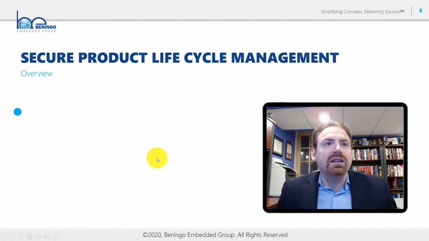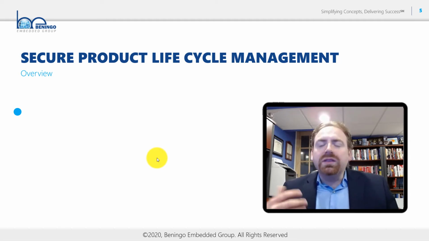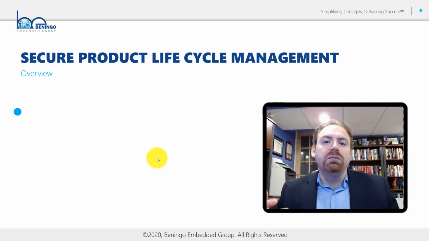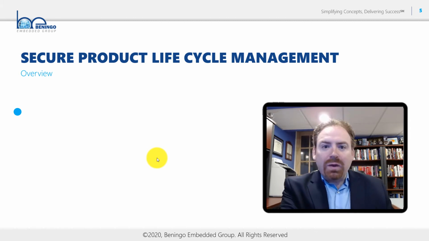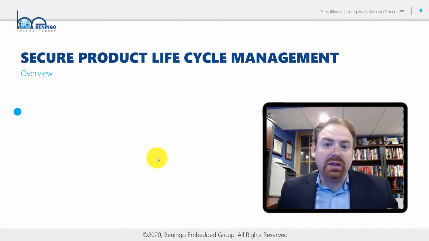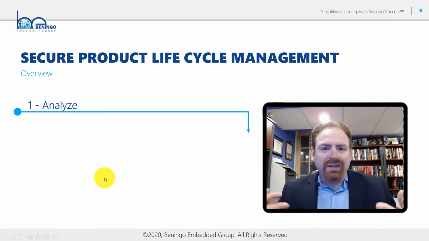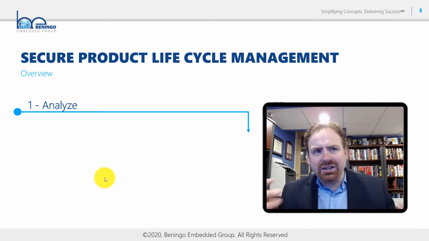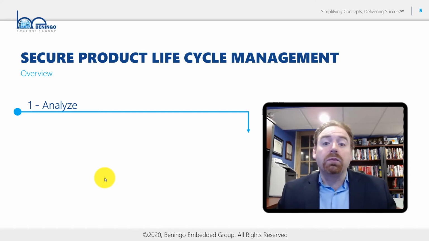Okay, so let's take a look here before we dive into all of those details. What does secure product lifecycle management look like? Let's walk through from the very beginning, when we have an idea, to launching the product and finally retiring that product. The very first thing we do when we have an idea for a secure product, something that's internet connected, is go through and analyze what it is we're building.